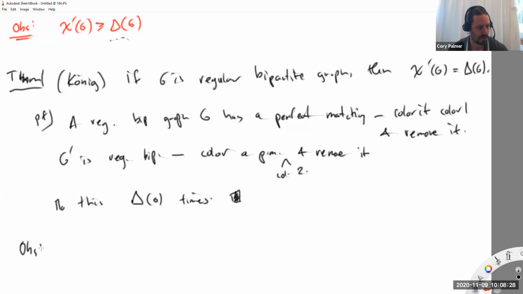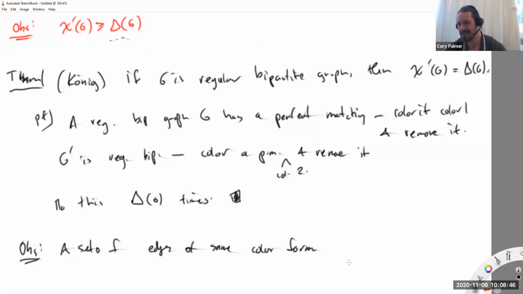This leads to another observation. We won't use this, but what does a color class look like? A set of edges of the same color form not necessarily a perfect matching, right? They form an independent set of edges, which is just a matching. A matching is a collection of edges that are pairwise non-incident, and so each uses up 2 vertices.